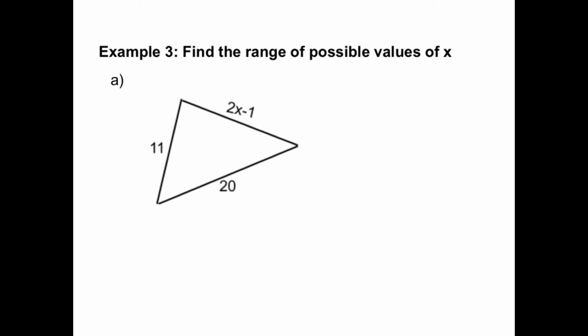So going through the motions again here, 20 minus 11 is going to give me the lower range of 9. 20 plus 11 will give me the upper value of 31. So that 2x minus 1 has to be between 9 and 31. So this inequality represents the possible lengths of this side based on the material that we were doing earlier where we have to have that range or else it can't create a triangle.